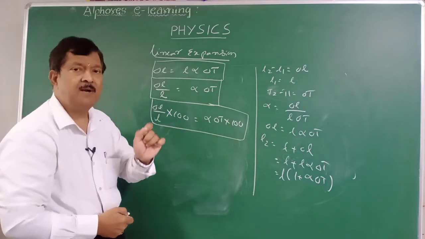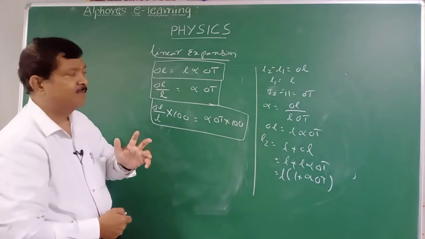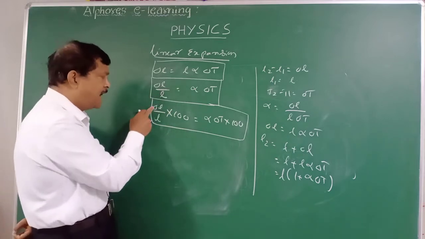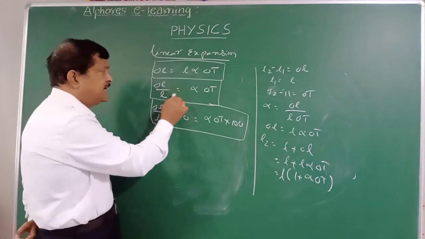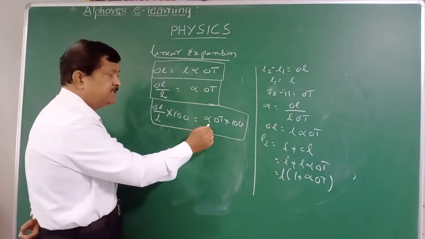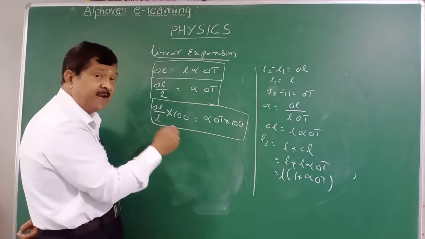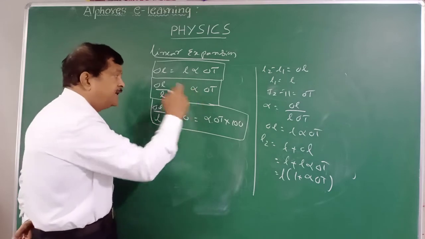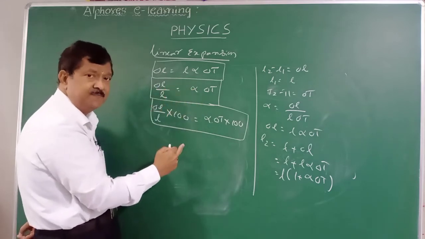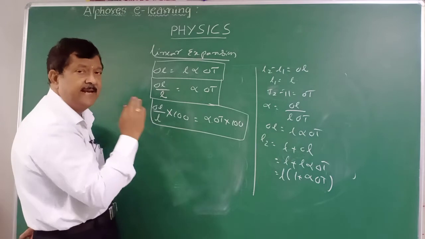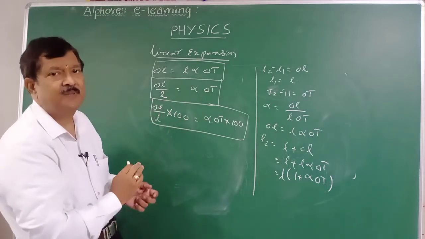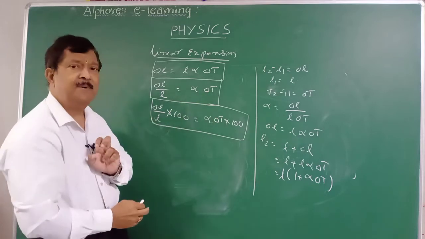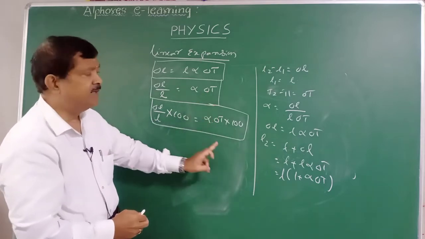Now listen, one important point that we have to note very carefully. If you observe the relative change in the length or percentage change in the length, relative change is alpha delta T and percentage change is alpha delta T into 100. Very clearly, in both these equations we don't have the length. That means the relative change or fractional change and the percentage change do not depend upon the original length. They depend only on change in temperature.